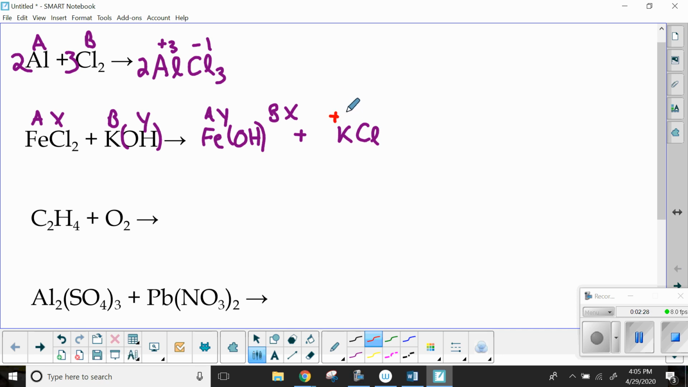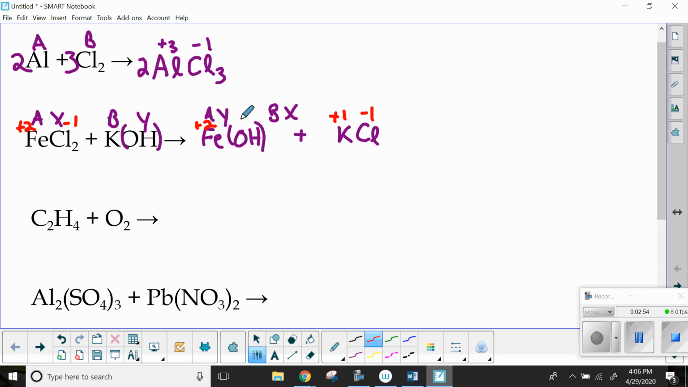Looking at my periodic table, potassium has a +1, chlorine has a -1, so that cancels each other out. Now, the trick with this one is I've got to figure out what charge this iron had. So I got to work backwards here. Chlorine has a -1, and there's 2 of them. So that means to balance that out, that iron must have had a +2. So this iron has to have a +2.